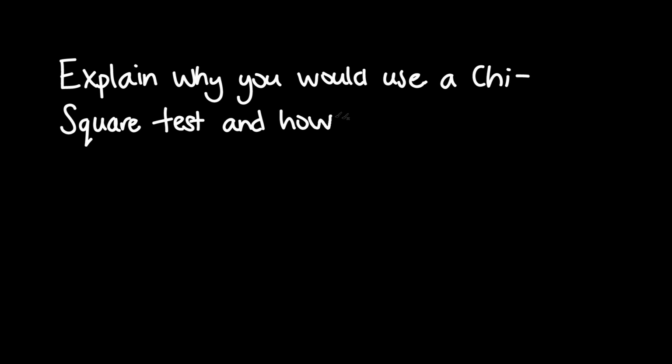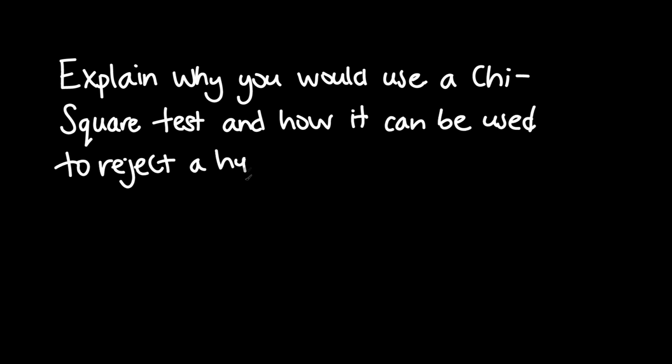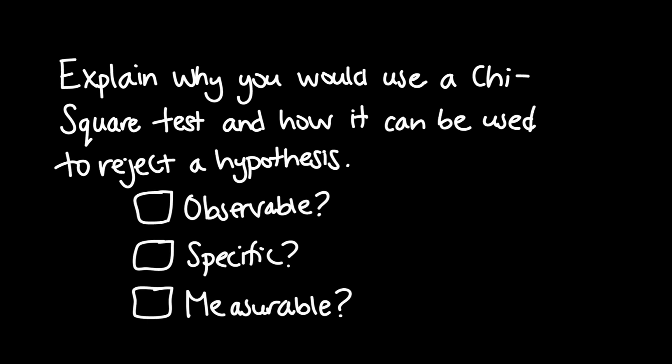Now let's revise another learning objective for our lesson plan on statistical analyses. Explain why you would use a chi-square test and how it can be used to reject a hypothesis. This learning objective is observable and measurable, but it is not specific. The context for using the chi-square test is not clear.